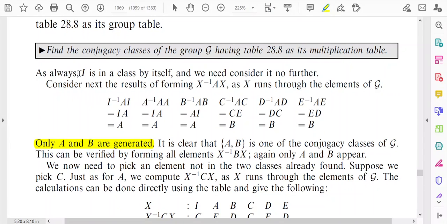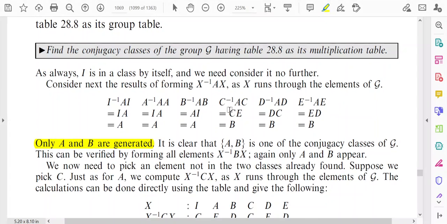Now the element I is in a class by itself. We have already discussed that. That is, the identity element is in a class by itself, and we need consider it no further. Now consider next the results of forming x inverse A into x, where x runs through the elements of G.